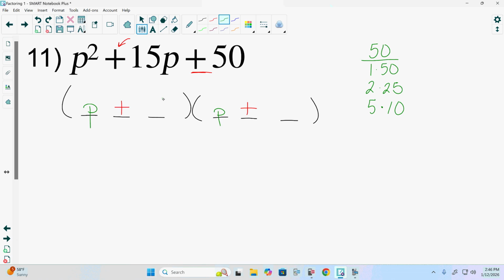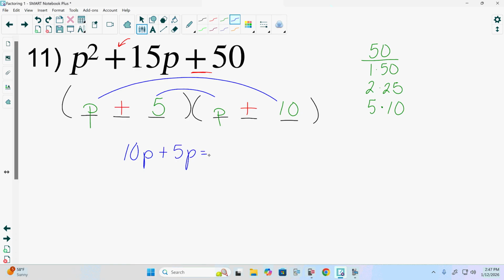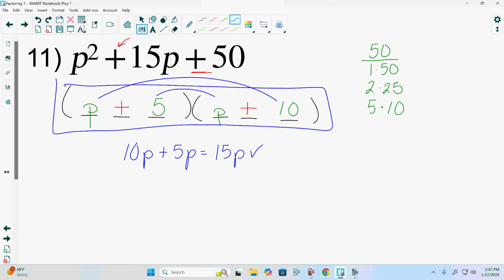Where are we going first? 5 and 10? P times 10 is 10p. 5 times p is positive 5p. And 10p plus 5p is 15p. That is the correct middle term. That's what we wanted. So p plus 5 times p plus 10 are the correct factors. That's it. Questions on this here?